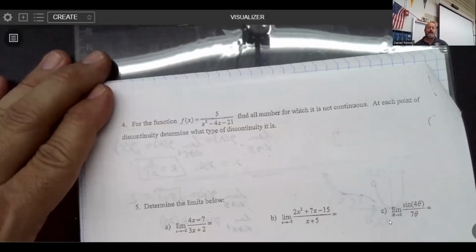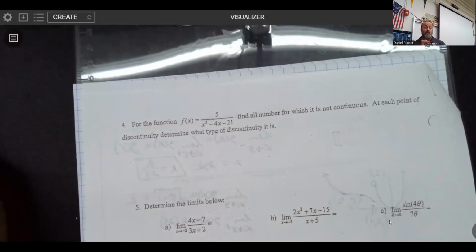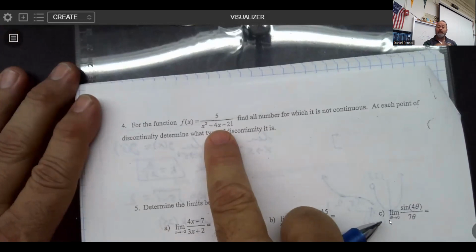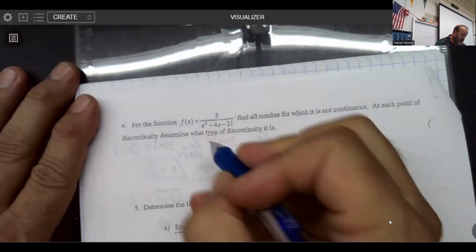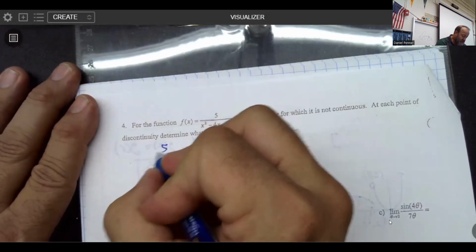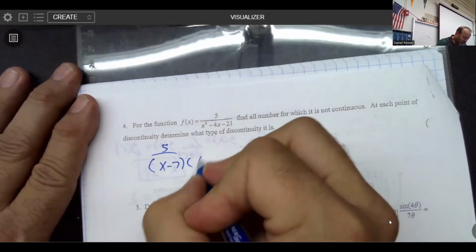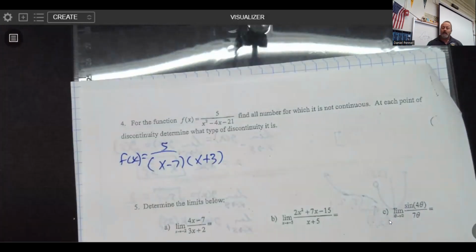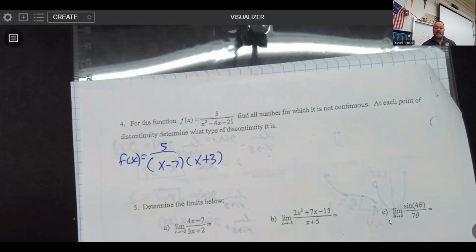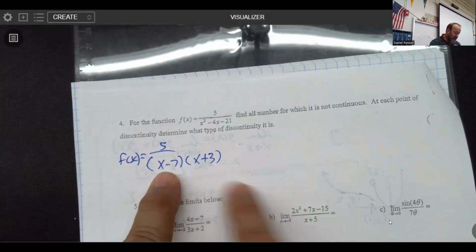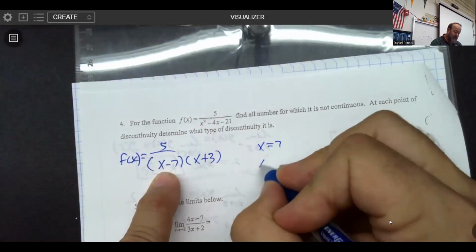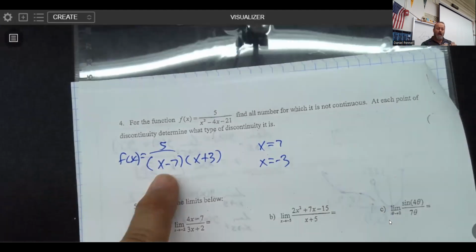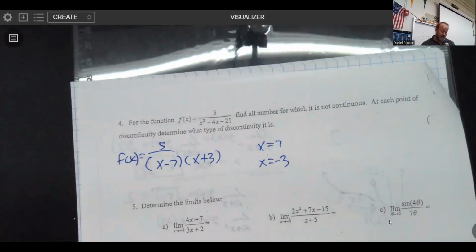Now discontinuities can happen in a variety of places. One is piecewise, we already looked at that. But it also happens when you have both removable and non-removable discontinuities. So if we were to take a moment to factor this problem, what we would see is clearly there are no common factors top and bottom that would actually generate any kind of a hole in this graph. These are both vertical asymptotes. And so at x equals 7 and at x equals -3, we have two non-removable discontinuities.